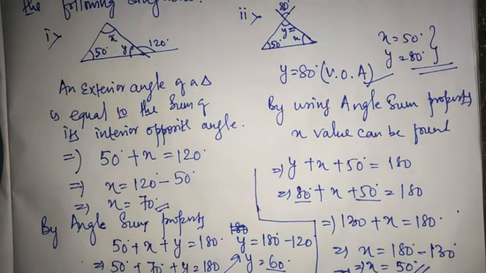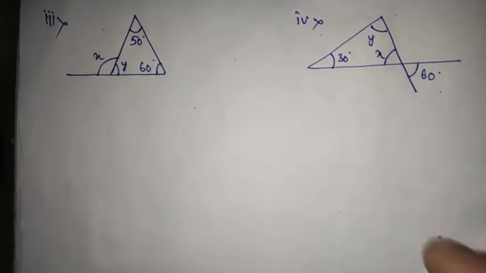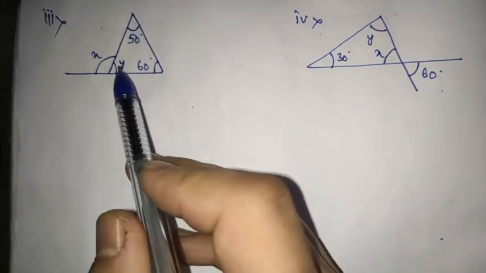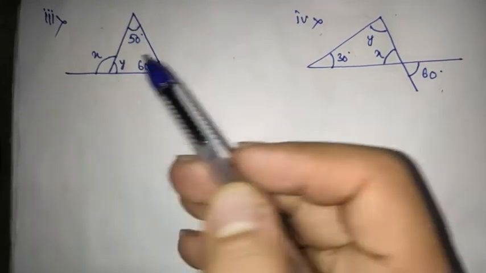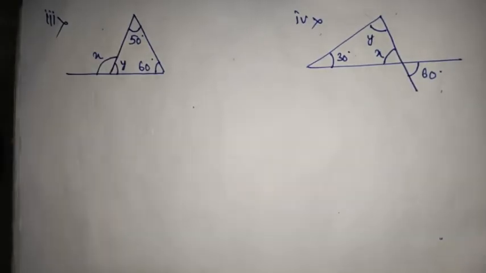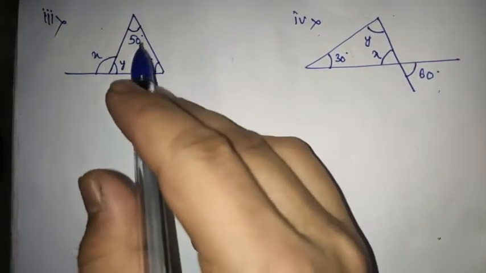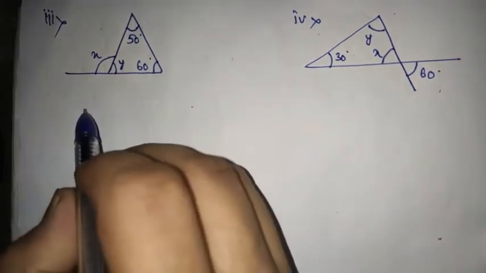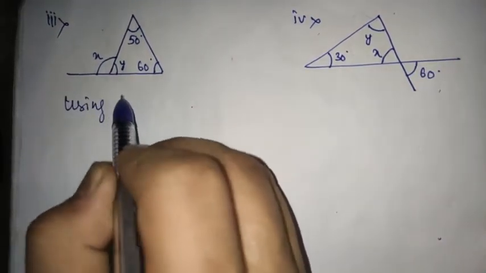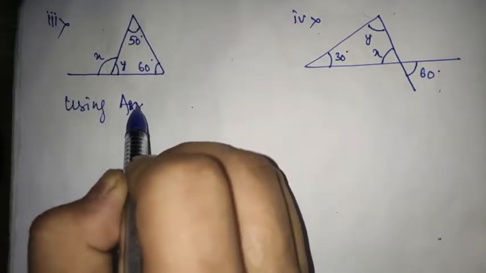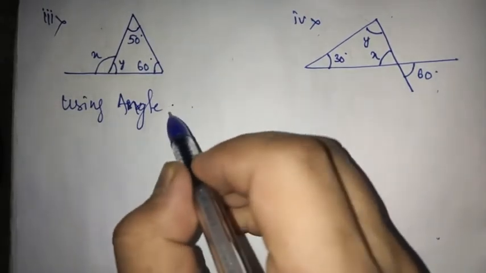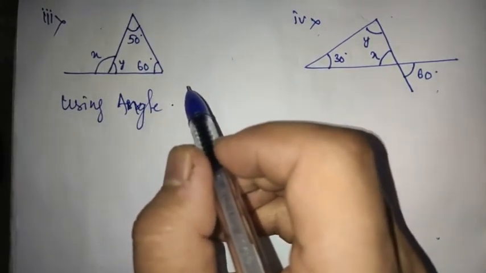Okay, so students, here we have the part 3 question. You can see the figure, right? So you can see 50, 60 and y is not given, and x is outside, that is your exterior angle, right? So here we will directly use the formula of angle sum property, the concept of angle sum property. You have to write what you are using, okay? What property or concept or formula, whatever you are using, you have to write it. It is very, very important to achieve good marks.